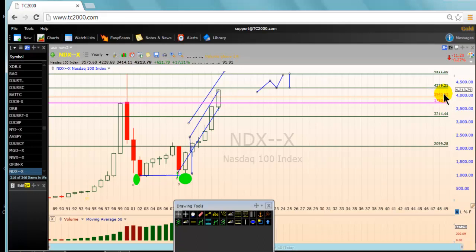Apart from the short-term equilibrium price level, there is a long-term equilibrium price level. The long-term equilibrium price level also can change, but I'm not going to say how frequently it changes. I'm just going to give it to you. The current long-term equilibrium price level for the NASDAQ 100 is at 3720.